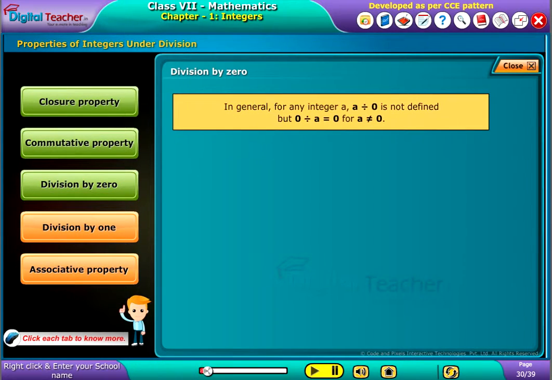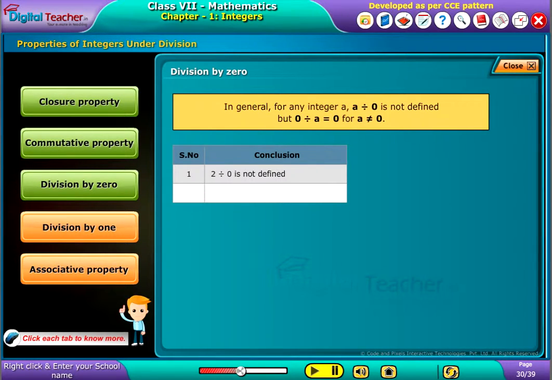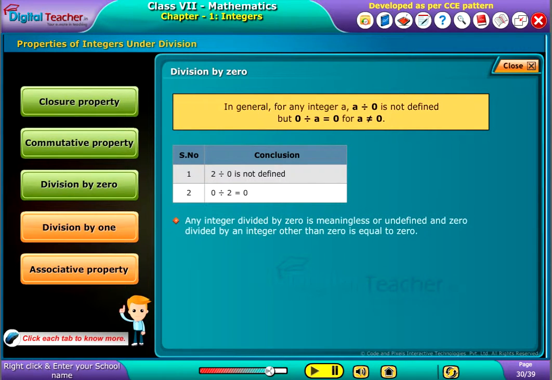Division by 0 is also not a property under division. In general, for any integer a, a by 0 is not defined, but 0 by a is equal to 0 for a not equal to 0. So, we conclude that anything divided by 0 is not defined, and 0 by any number is always 0. Its example is shown on the screen. Any integer divided by 0 is meaningless or undefined, and 0 divided by an integer other than 0 is equal to 0.